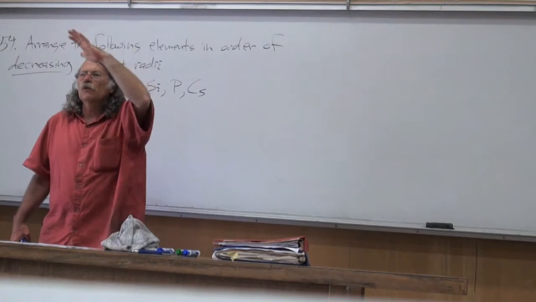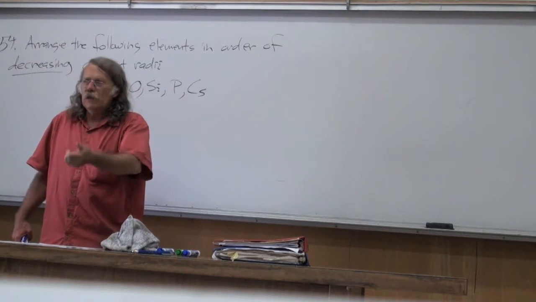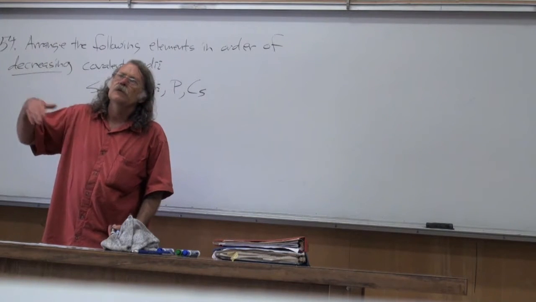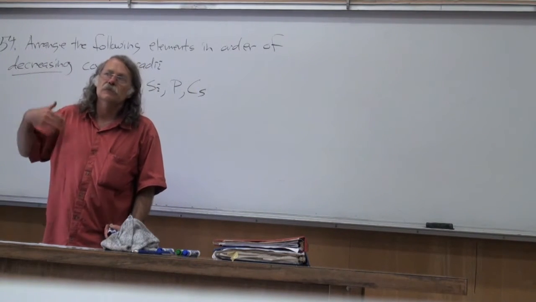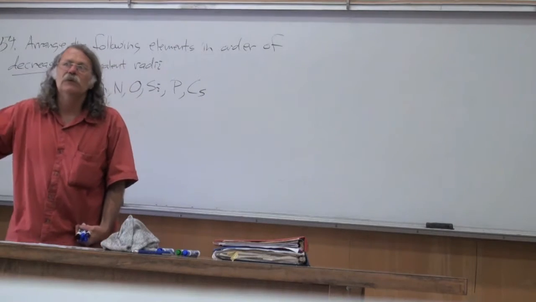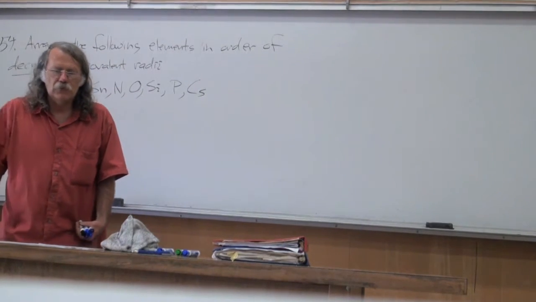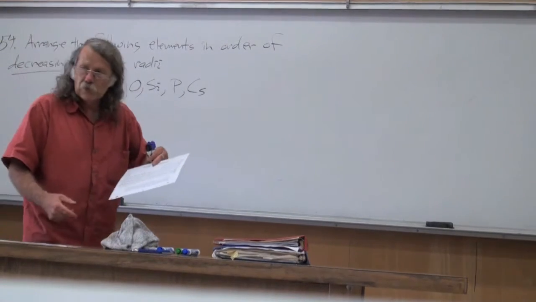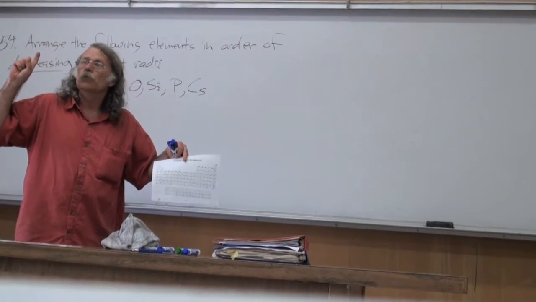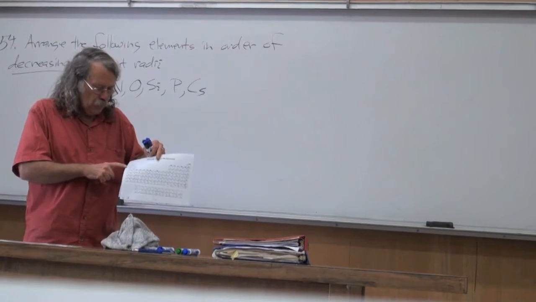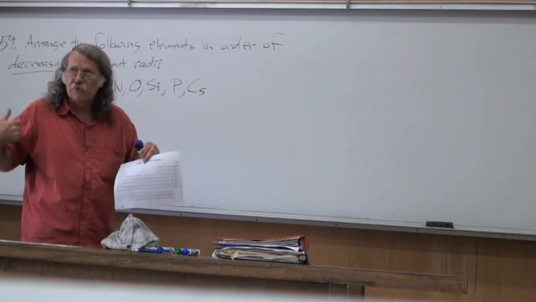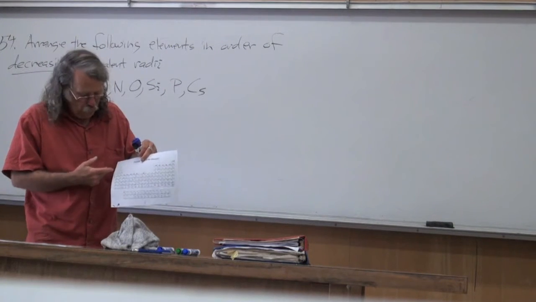And what happens as we go down? It increases in size because we're going to a larger what? Principal quantum number. Each row corresponds, the first row, hydrogen and helium, corresponds to quantum number n equals 1. Second row, n equals 2. And once we go all the way across the row, we've filled that shell. And then we go to n equals 3.